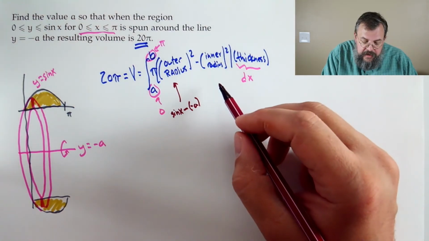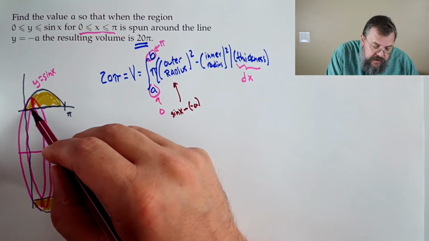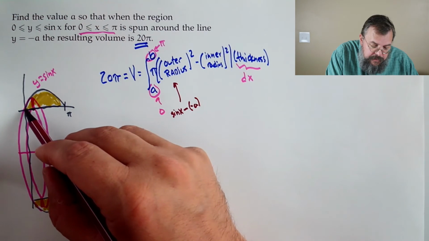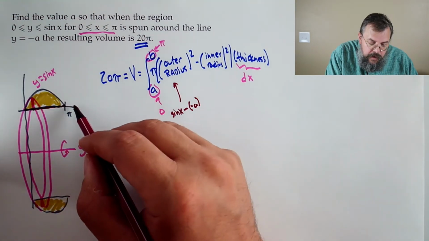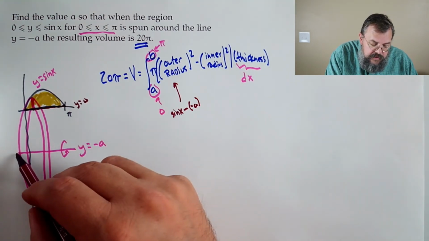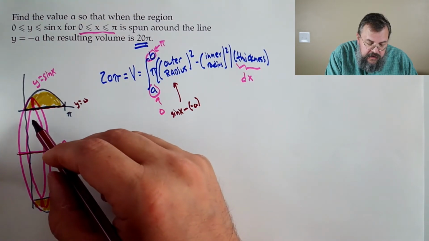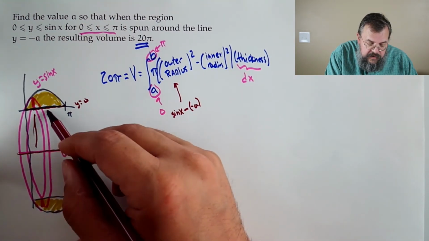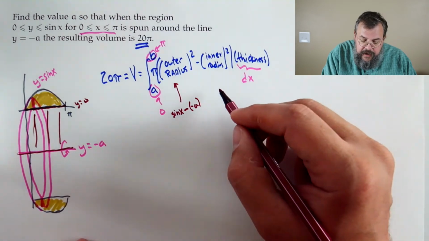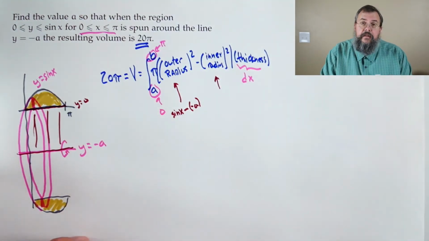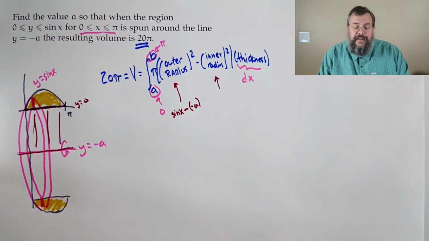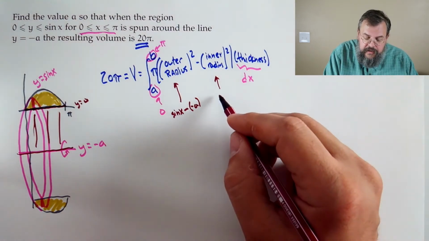And then the inner radius, well, the nice thing about the inner radius is it's actually pretty clean, because this is the line y equals 0. This is the line y equals negative a. The distance on the inside is always the same. So our inner radius is, you can think of it as 0 subtract negative a, or it just simply is a.